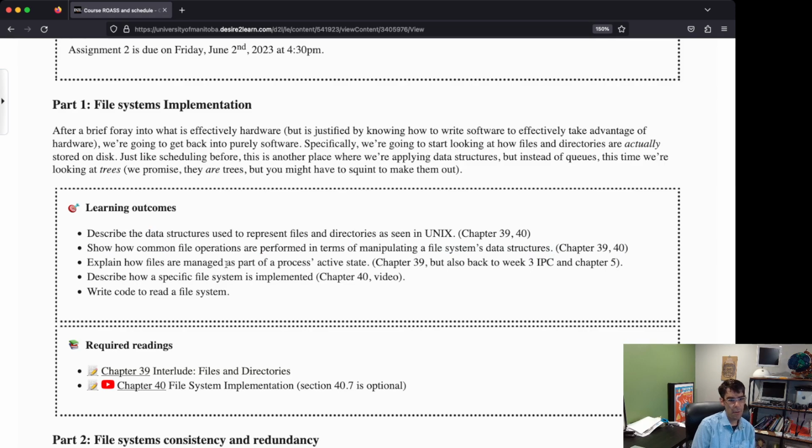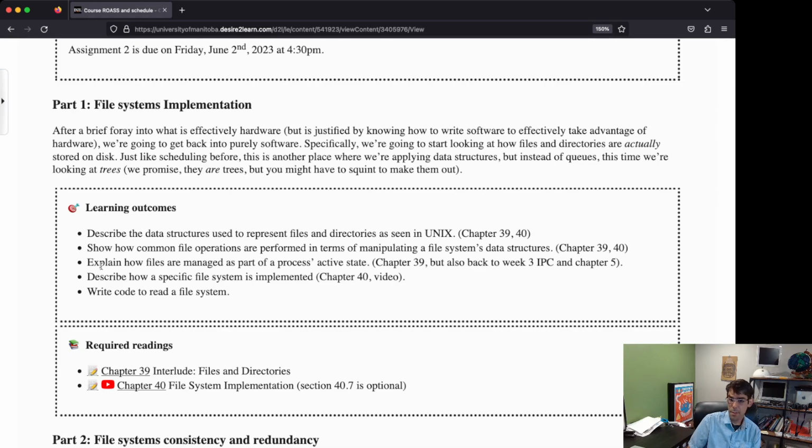Explain how files are managed as part of a process's active state. So this actually goes back to week 3 and chapter 5, thinking about things like the open file table in a process control block, and how when we are doing things like opening a file, so how common file operations are performed in terms of manipulating a file system's data structures, how does the operating system maintain a process's state? So we're making changes to the open file table while we're also making changes to the inode table or the data bitmap in a file system.